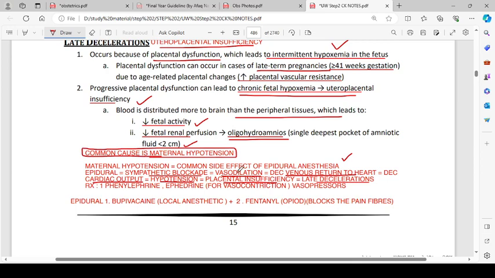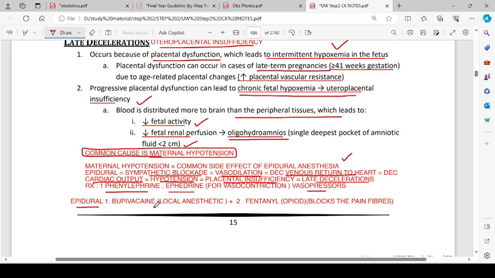Maternal hypotension is a common side effect of epidural anesthesia. When the mother takes epidural anesthesia, that will result in sympathetic blockade, and there will be vasodilation, decreased venous return to the heart, decreased cardiac output, hypotension, placental insufficiency, and ultimately late decelerations. The treatment is phenylephrine or ephedrine for vasoconstriction, vasopressors.